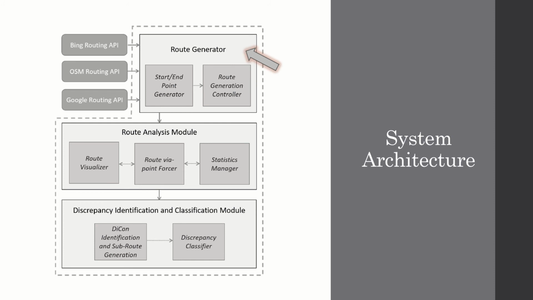The route generator module is responsible for generating a coordinate dataset, which is then used to generate routes for discrepancy analysis. The route analysis module provides an interface that allows the user to visualize the routes, including forced route generation using live data, and to see the route statistics such as route distances and durations. And the discrepancy identification and classification module automatically identifies discrepancies between the providers and classifies them as geo, routing, or misinfo based on their route distances and geometry.